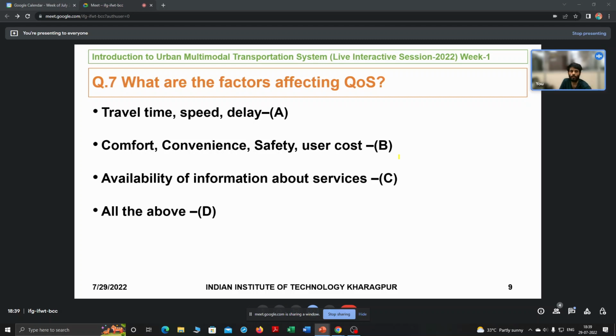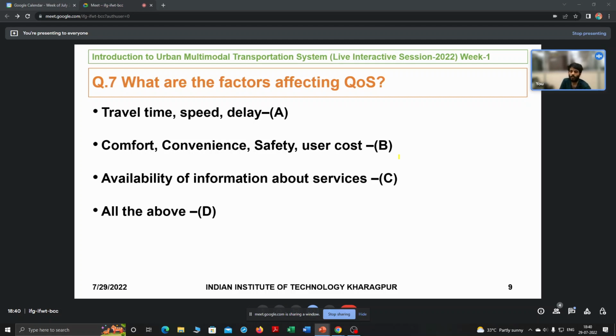Based on that, we can see the user cost also, right? User cost, as I already mentioned, could be the transfer, the travel time, the comfort, the convenience, it could be everything. So it's a generalized cost of travel, including the benefits also. These are also factors affecting the quality of service.